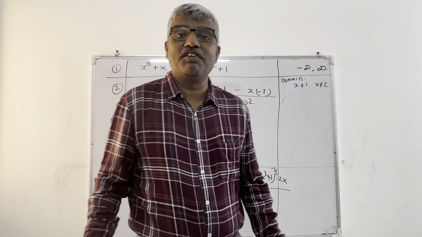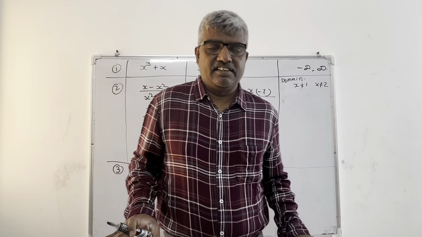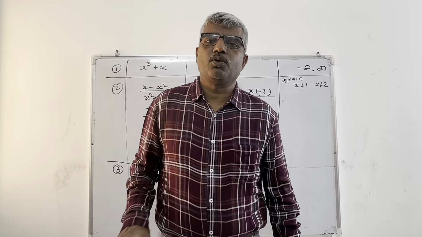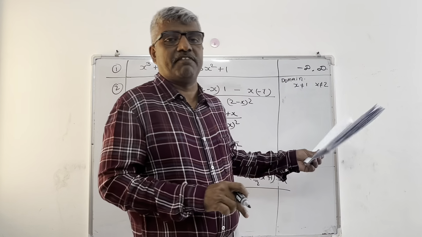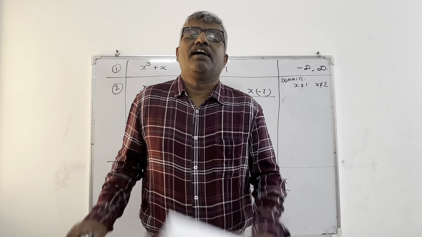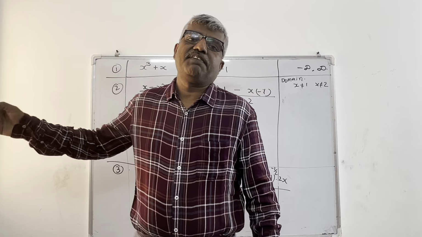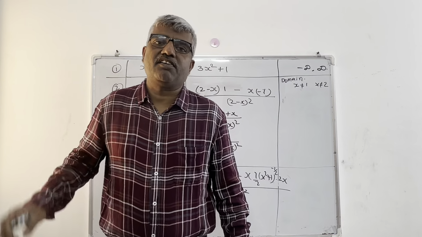Hi, in this lesson we are going to see how to sketch the curve. There are 7 guidelines: domain, intercept, symmetry, asymptote, intervals. We are going to see intervals. Already in my previous 4 videos we have seen the first 4 points. Now intervals. Next we are going to see local maximum or minimum and concavity.